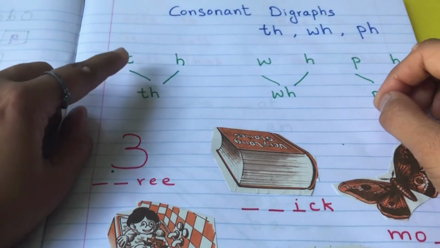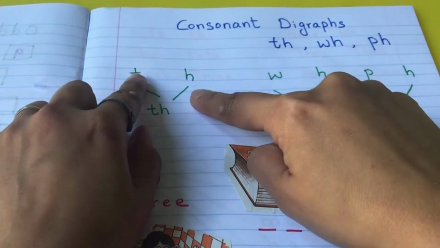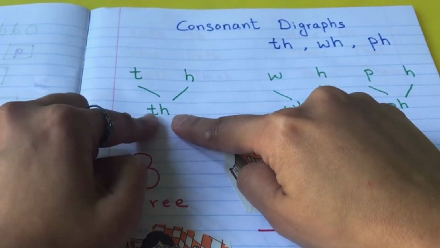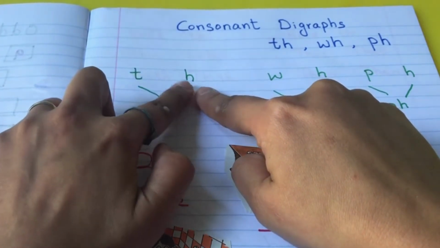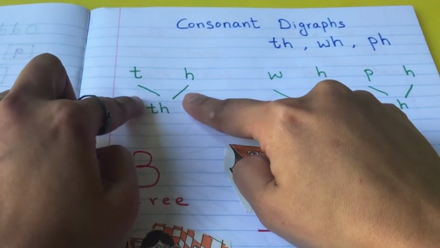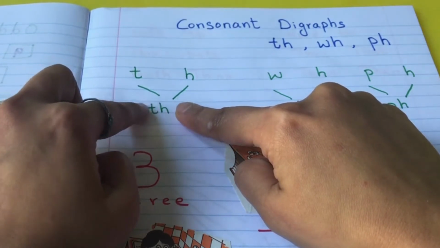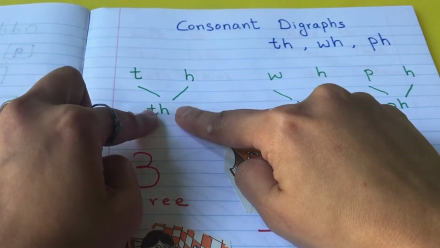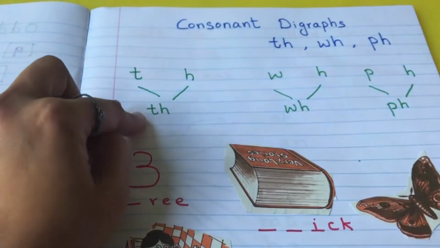First, let's take a look at this digraph. What's a digraph? Digraph is when two different letters are joining together to make a new sound. Here the two different letters are T and H. T and H are combining together to make the sound th, th. When you say the sound th, your tongue should come in between your teeth.